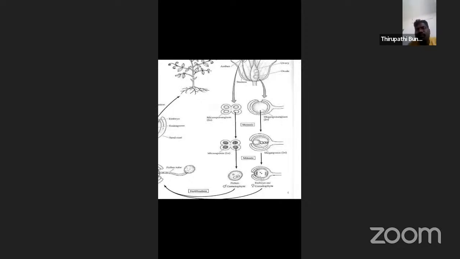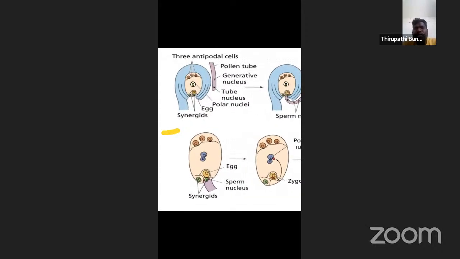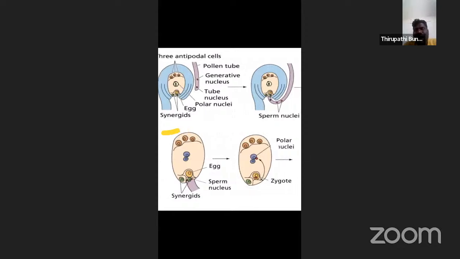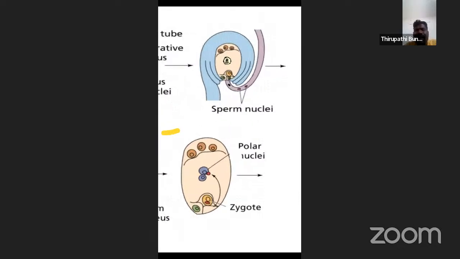Next, these are the structures: synergids, polar nuclei. Here are two cells, the generative nucleus and tube nucleus, both male gametes fused with the egg and the secondary nucleus. Both are commonly called sperm nuclei. The sperm nuclei fuse at two places, the egg and the polar nuclei, as already discussed. Finally, a zygote forms, and the zygote gives the embryo, after the two-celled condition, the proembryo. This is the structure.